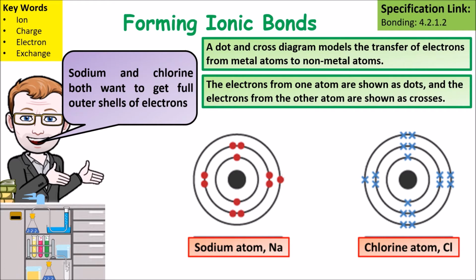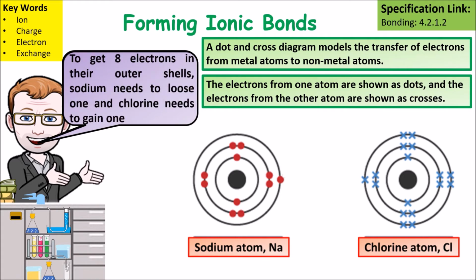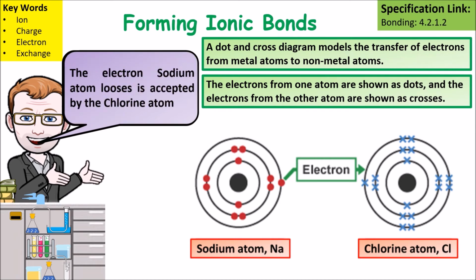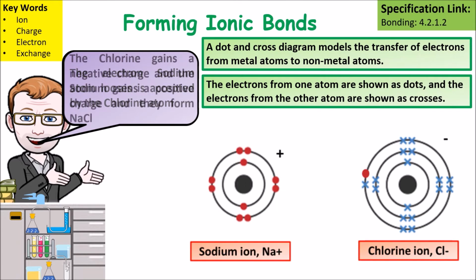So if we have a look at this question. Sodium and chlorine both want to get a full outer shell. So they both want to get 8 electrons in their outer shell. So sodium needs to lose 1 electron, chlorine needs to gain 1 electron. So the electron a sodium atom loses is accepted by the chlorine atom. So the chlorine atom gains a negative charge and the sodium atom gains a positive charge, and they form a molecule of sodium chloride.